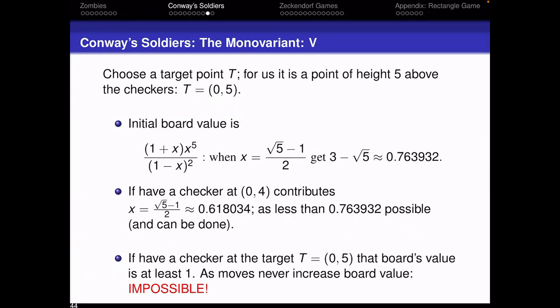And if I look at what would happen if I had a checker at 0, 4, that would contribute just x, because it's 1 unit away from the target at 0, 5. That's going to be 0.618. 0.618 is less than 0.7639.